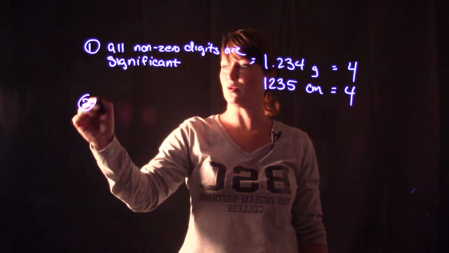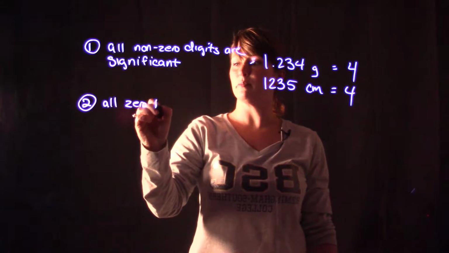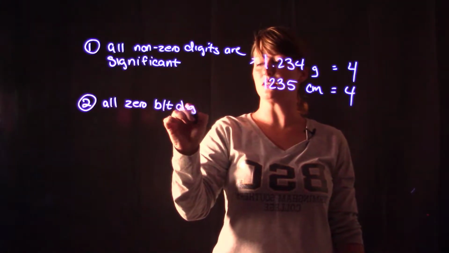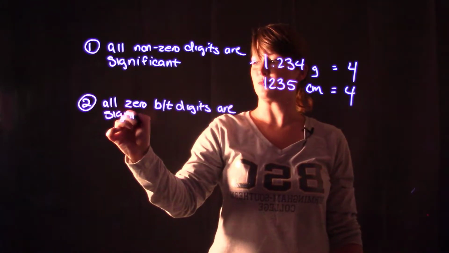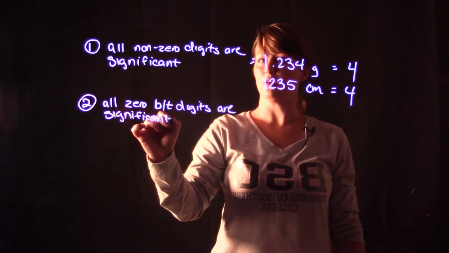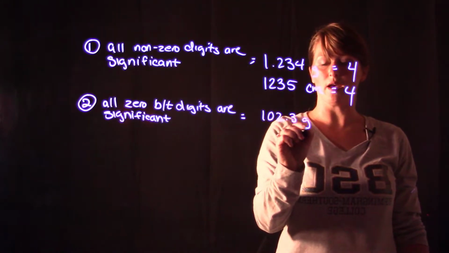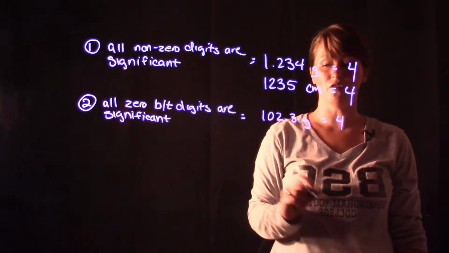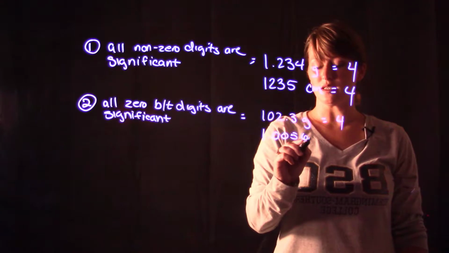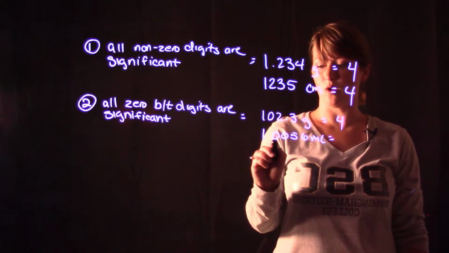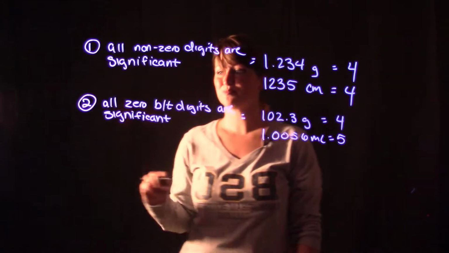Rule number 2: all zeros between digits are significant. For instance, 102.3 grams has 4 significant figures, or 1.0056 milliliters has 1, 2, 3, 4, 5 significant figures.